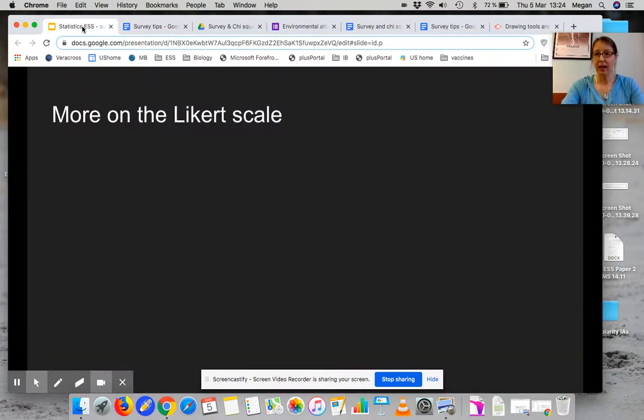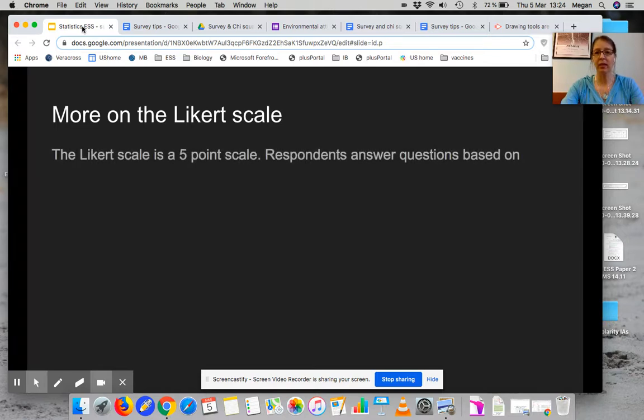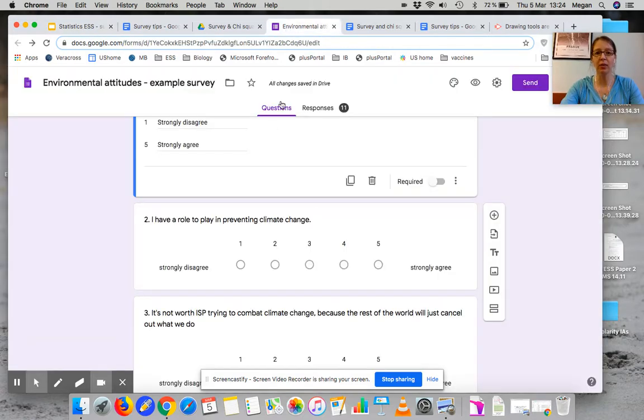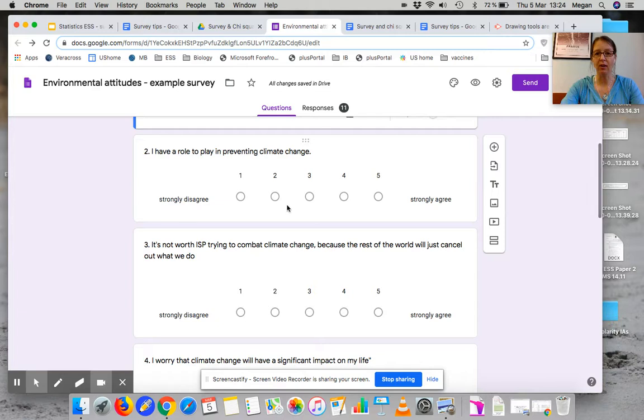And a little bit on that Likert scale that I've mentioned a few times here: this is a 5-point scale, and your respondents are going to answer questions based on 5 different categories. How much do they agree with a statement? So that might be strongly agree, agree, undecided, disagree, strongly disagree. And you can see that the survey that I put together here goes from strongly disagree to strongly agree. So, how do you feel about that? That's what we are surveying there.